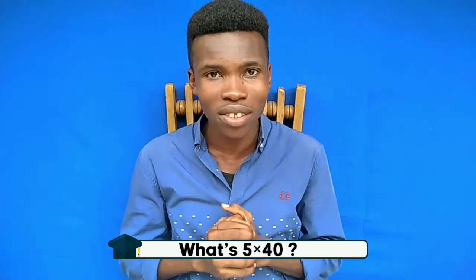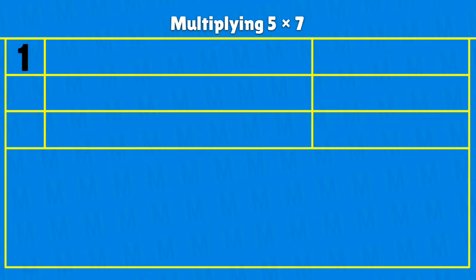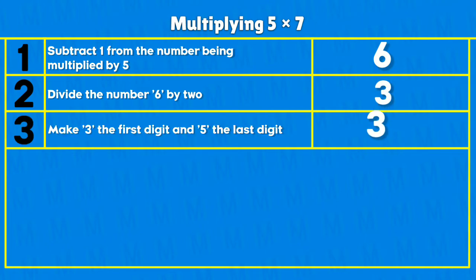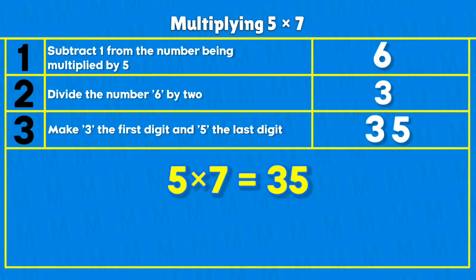So now it's your turn. What's 5 times 40? You can pause the video if you want. When multiplying an odd number by 5, the formula is a bit different. For instance, 5 times 7. Step 1. First of all, subtract 1 from the number being multiplied by 5. In this case, 7 minus 1 is 6. Step 2. Divide the number 6 by 2, which is 3. Step 3. Now make 3 the first digit and 5 the last digit. The number produced is 35, which is your answer.